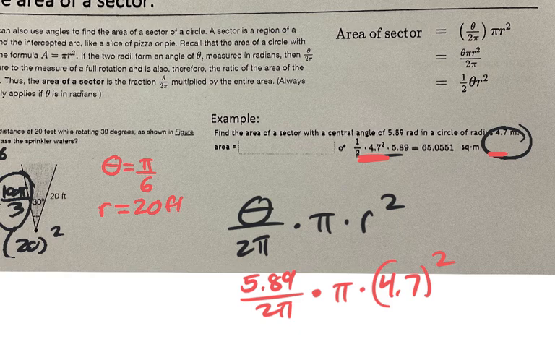So why do you put it over 2 pi? Because that's the formula for the area of a sector.